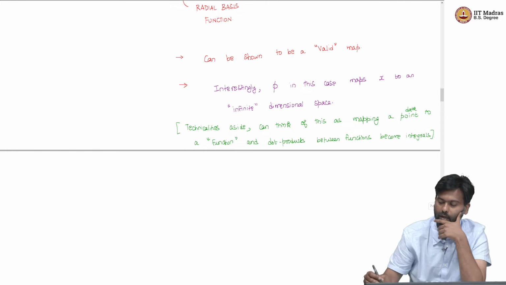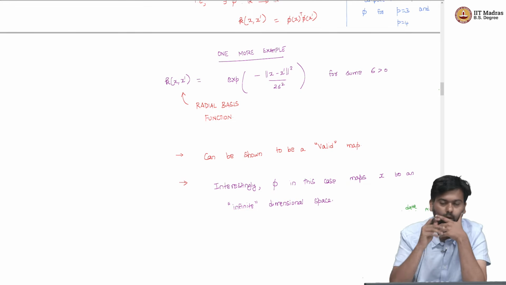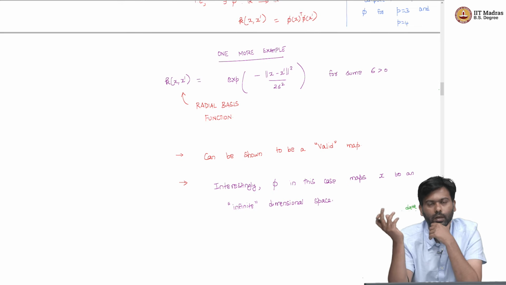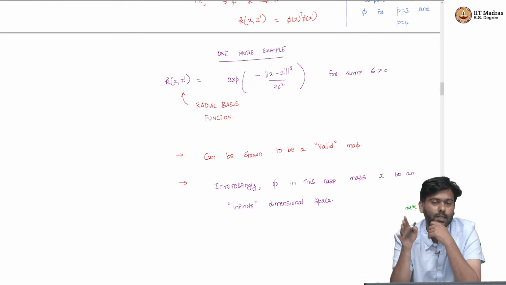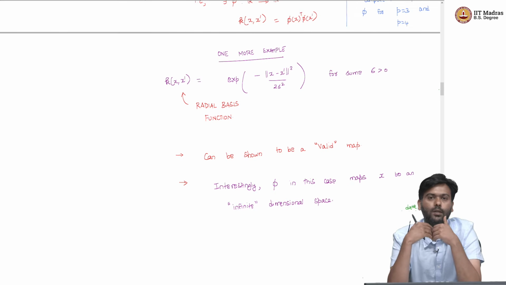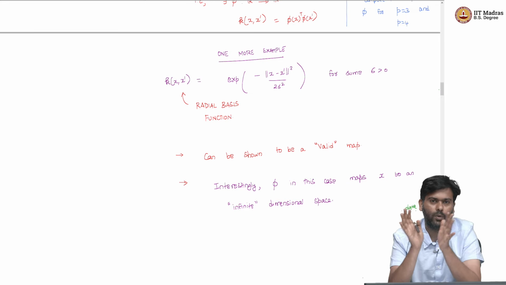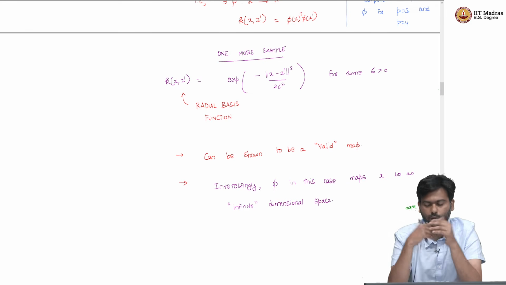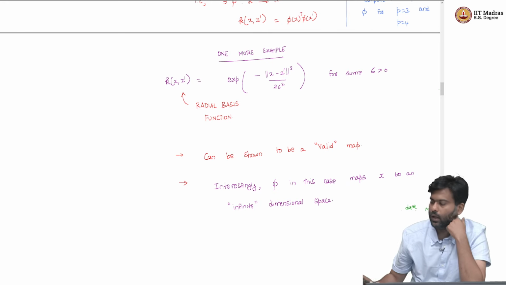Another way to think of why this should be a valid map is to see that e power x itself can be written as a power series expansion, where you have all polynomial powers. Of course, with decreasing contributions, nevertheless you have all powers embedded into e power x itself. So, in some sense you can think of it as mapping it to an infinite dimensional space where you have all powers contributing in different ways. So, that is one way to think about this as well.